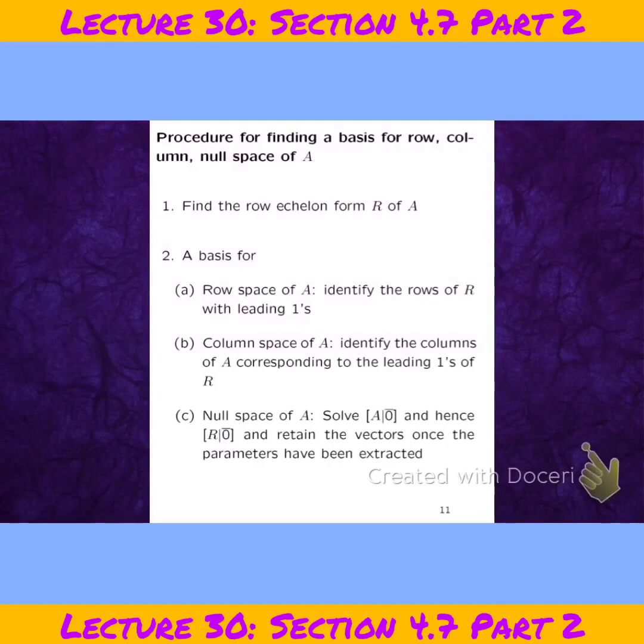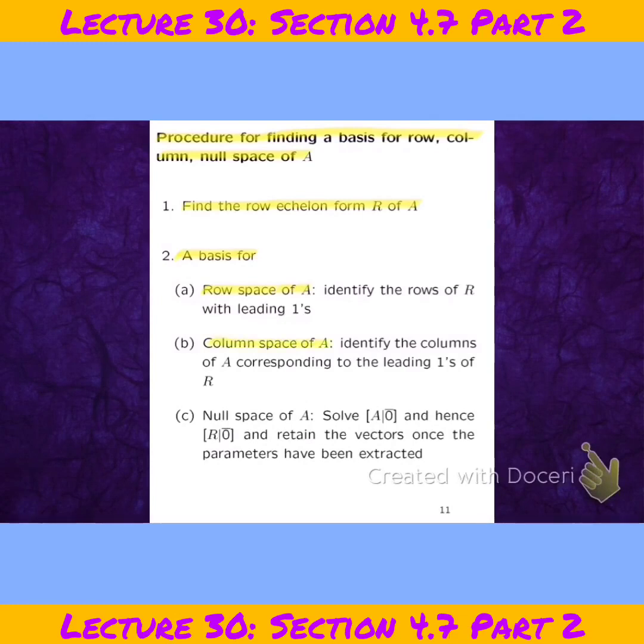Alright, so to recap the procedure for finding the basis for the row, column and null space of A, you take the matrix A and you find the row echelon form R of A. Now for the basis for the row space of A, you look at the rows with the leading ones, you gather those leading one rows together, and that will be a basis for the row space of my matrix A.